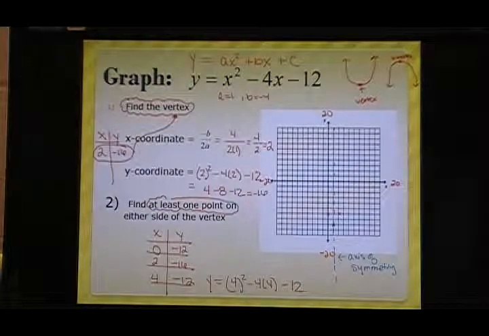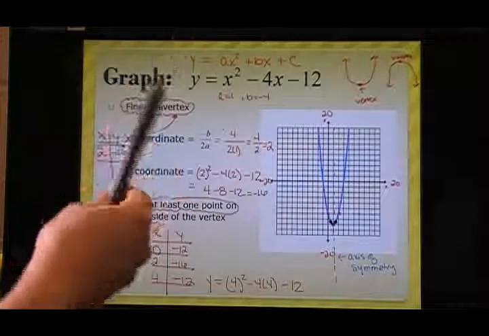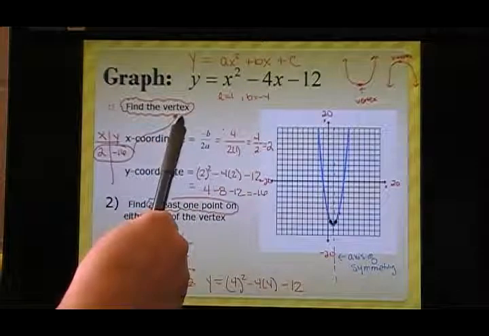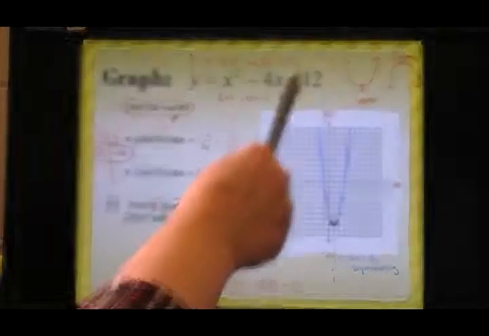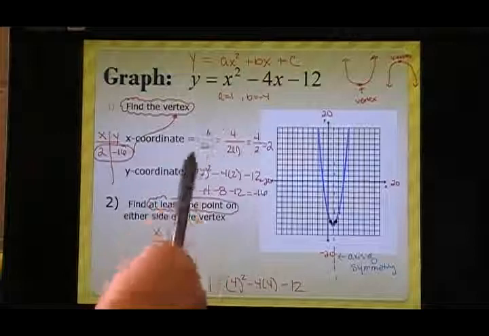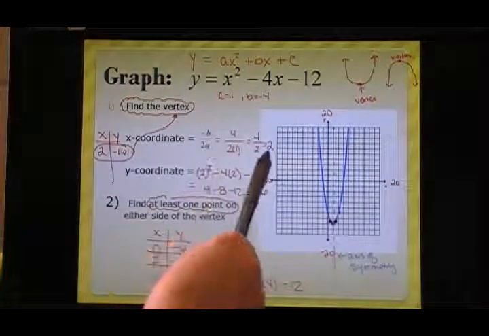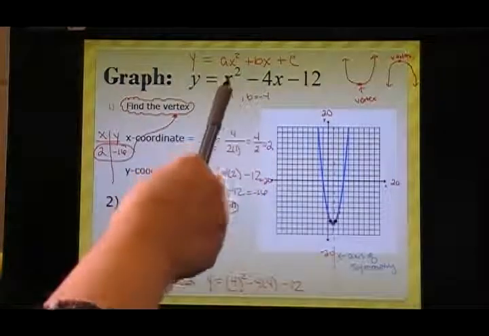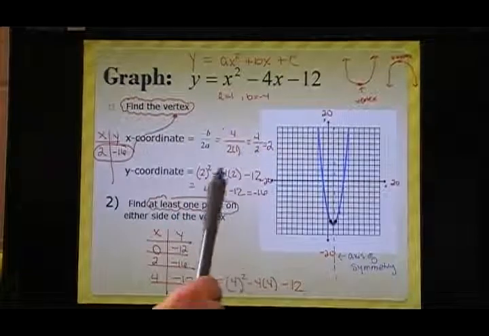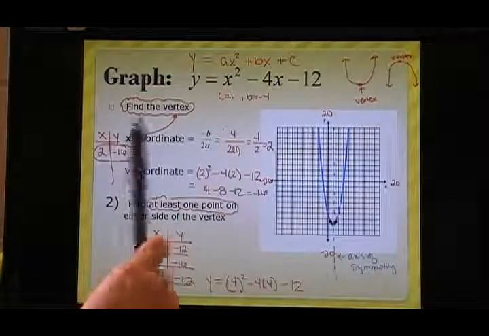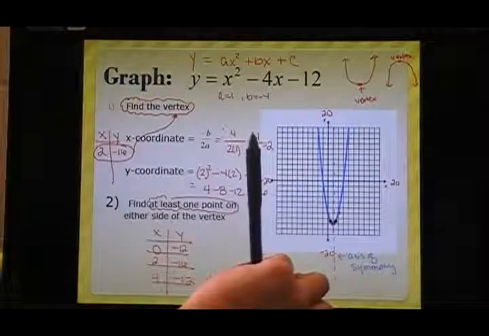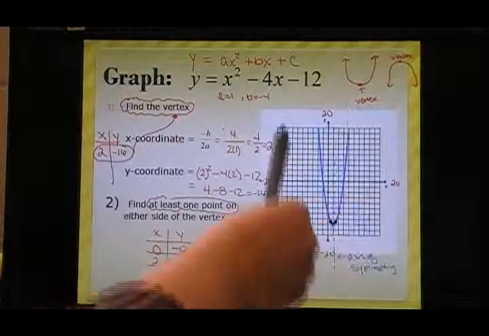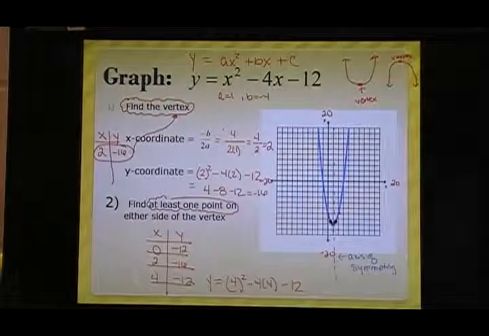When you're working with graphing parabolas, you want to find your vertex. If it's in the form y equals ax squared plus bx plus c, you can use this formula to find the x-coordinate. Once you find the x-coordinate, you can plug that in. And then knowing that this is your vertex, all you need to do is find at least one point to the left and one point to the right, and then you can go ahead and make your parabola from there.